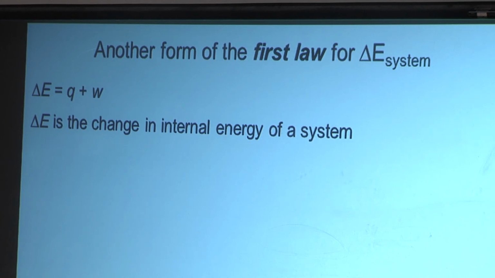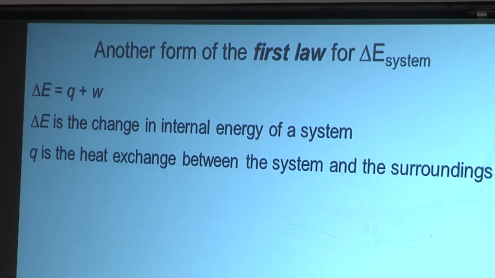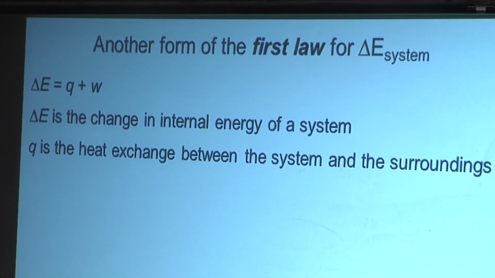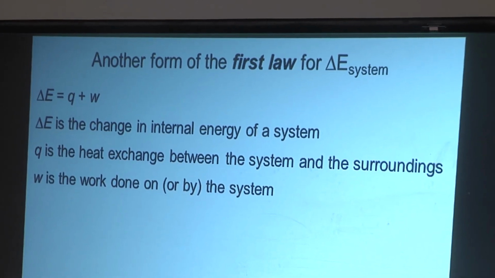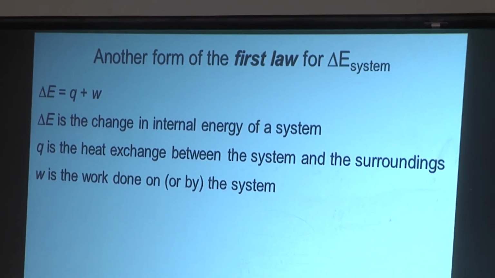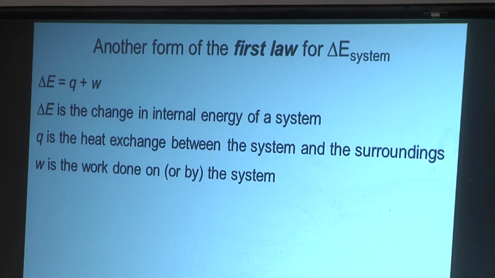E is a change in internal energy. Q is the heat exchange between the system and the surroundings. And W is the work done on or by a system. So it's an easy formula to memorize: delta E equals Q plus W. But what does it actually mean in terms of English?